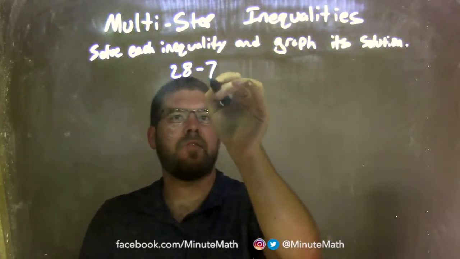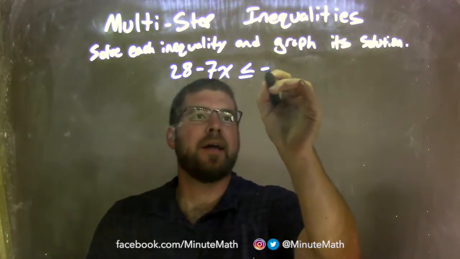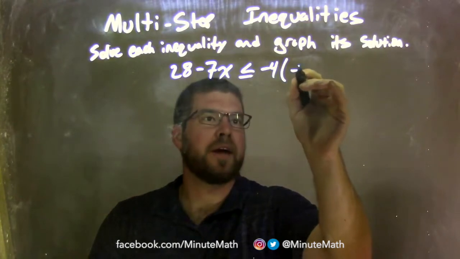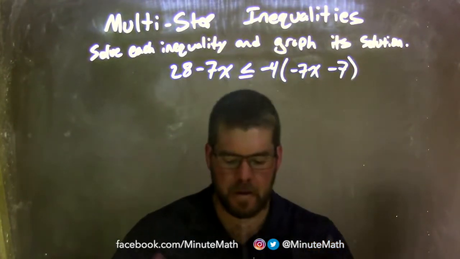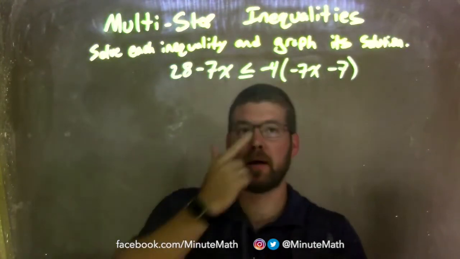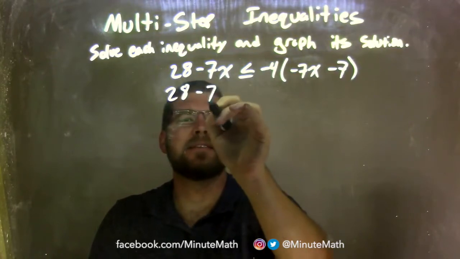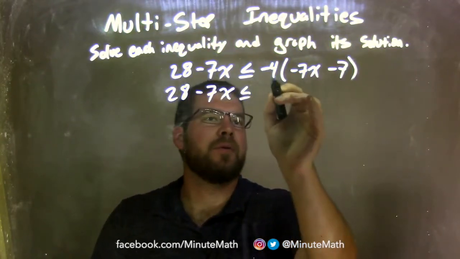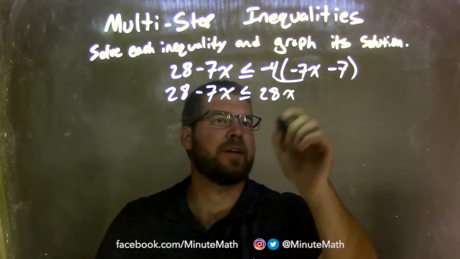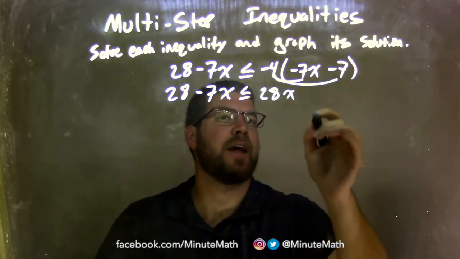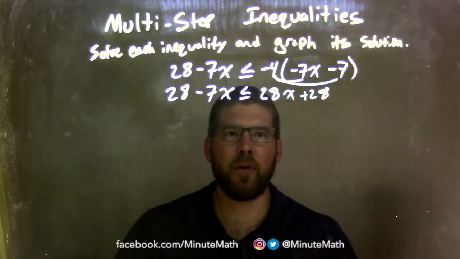28 minus 7x is less than or equal to negative 4 times negative 7x minus 7. Okay? Well, my first step is I'm going to distribute the negative 4. So we have 28 here minus 7x is less than or equal to negative 4 times a negative 7x is a positive 28x, because a negative times a negative is a positive, and negative 4 times negative 7, again, is a positive 28. Okay? So now we're going to bring our like terms together.